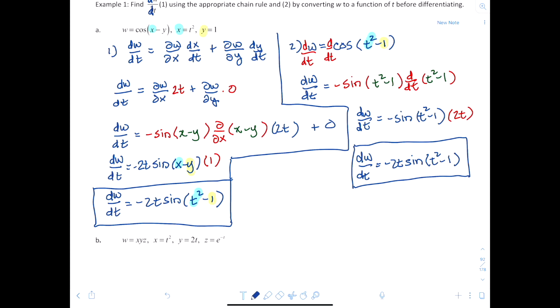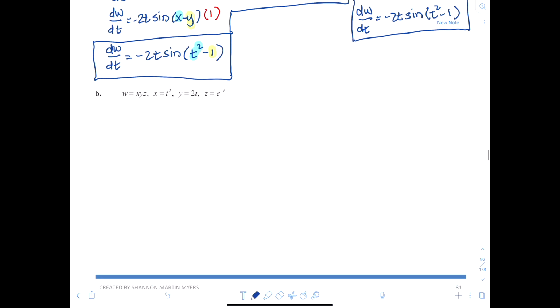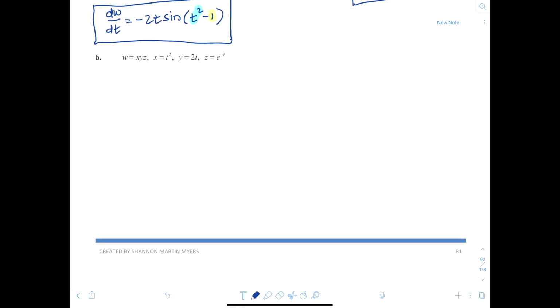All right. So for part B, let's check that one out. Actually, why don't you go ahead and pause the movie and try that one on your own. See how you do. I know you can do it. Ready? Pause the movie. On your mark, get set, go.